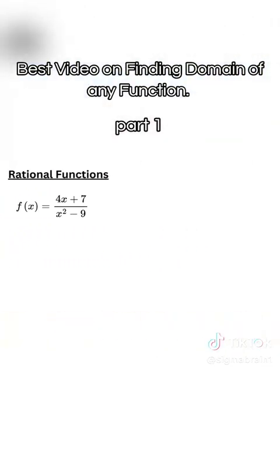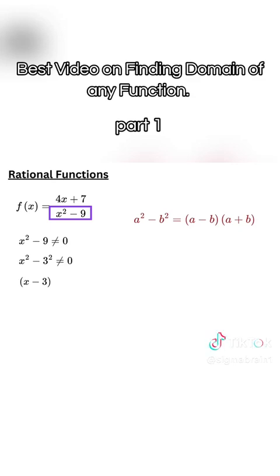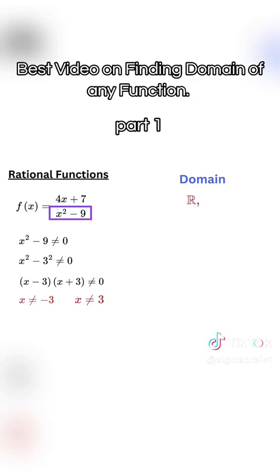Now for this function to be defined, x squared minus 9 must not equal 0. Factoring this quadratic expression using the difference of squares formula gives x minus 3 times x plus 3. Then we set each factor not equal to 0. This shows that x cannot be equal to minus 3 and x cannot be equal to 3. Therefore, the domain of this function is all real numbers except minus 3 and 3.